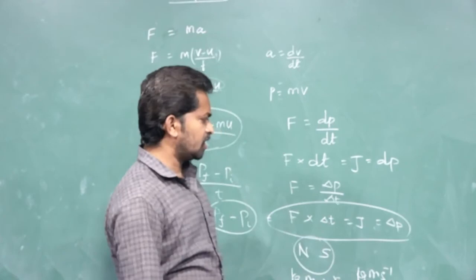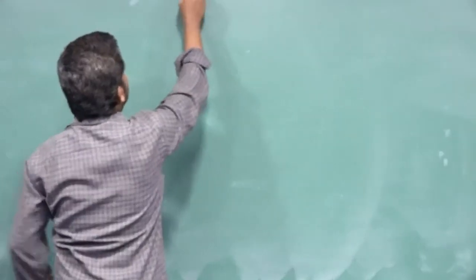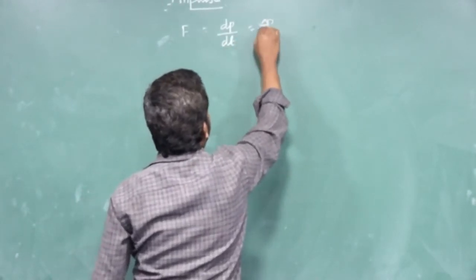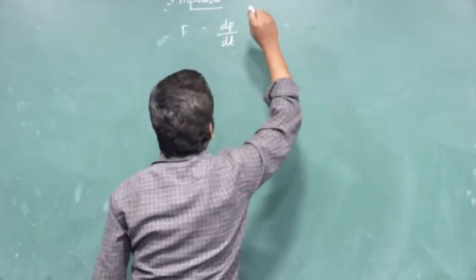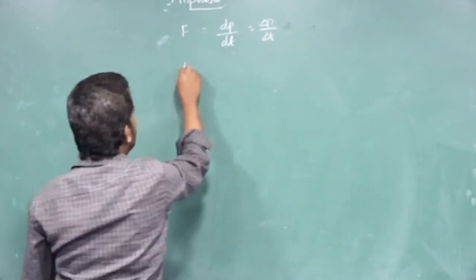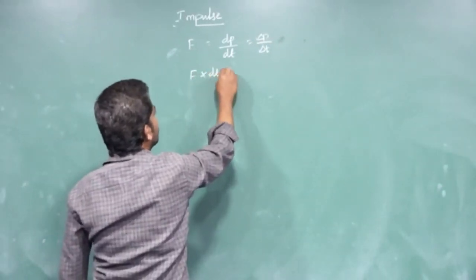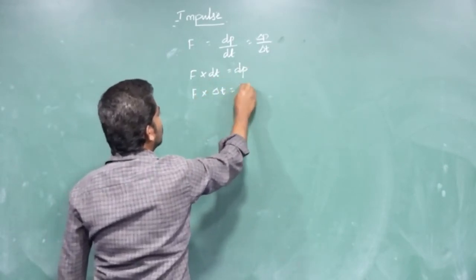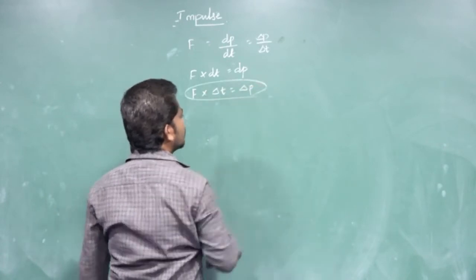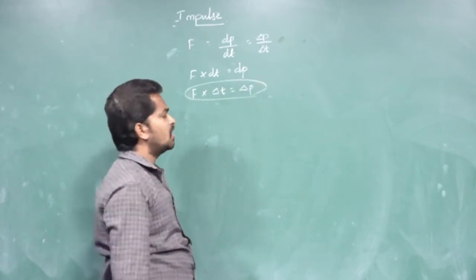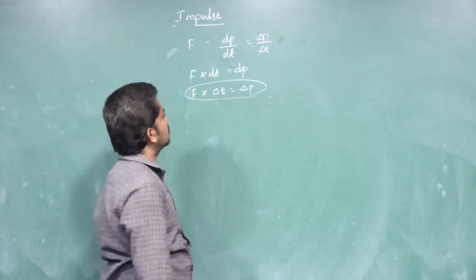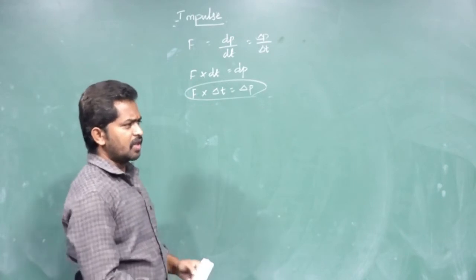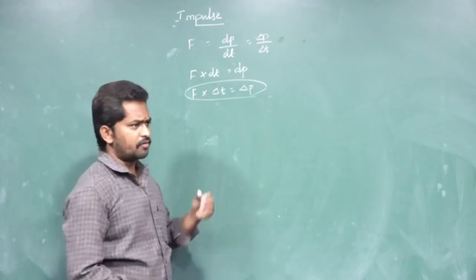This is very important. Force is equal to dp divided by dt or del p divided by del t. So F into dt equal to dp, or F into del t equal to del p. Both indicate that the change in momentum is nothing but the impulse or impulsive force. Another case: what happens when the force is constant, or varying with the time period?